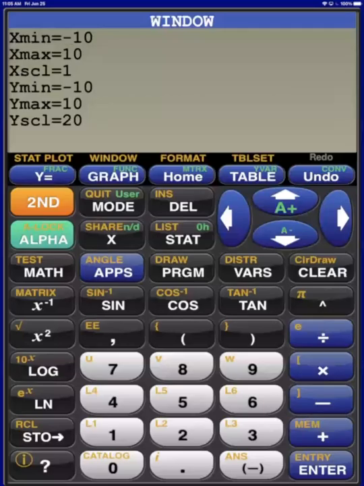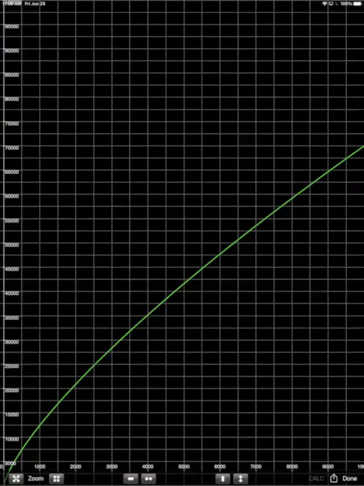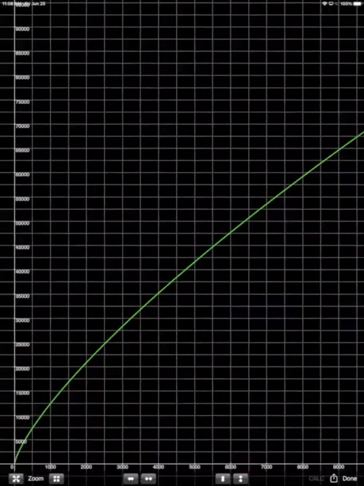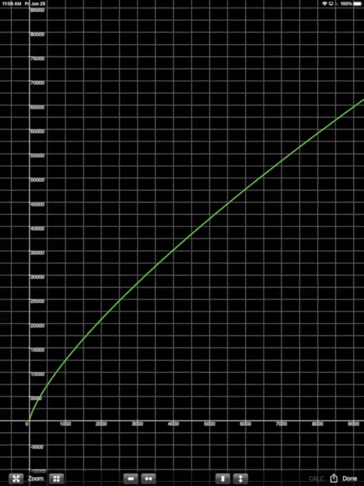And we want to make the x min -100, the x max 10,000, and then y min is going to be -100. And then finally, y max, this is 100,000. There we go. And let's just graph this. There we go. I'm even going to move this all around. And we can see clearly what this looks like, at least over this domain and range.